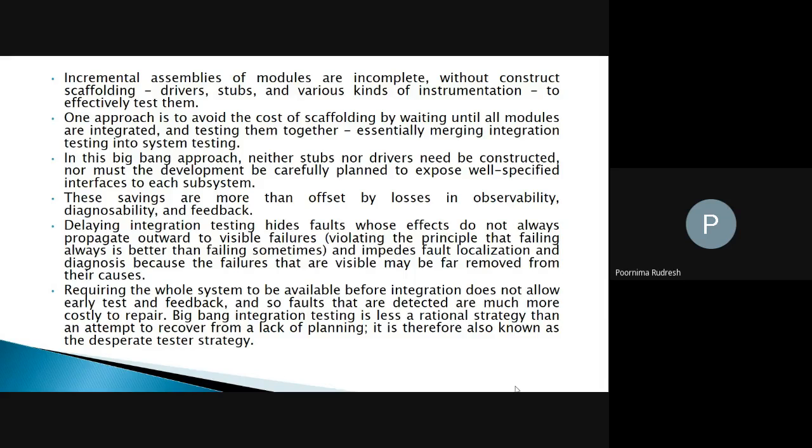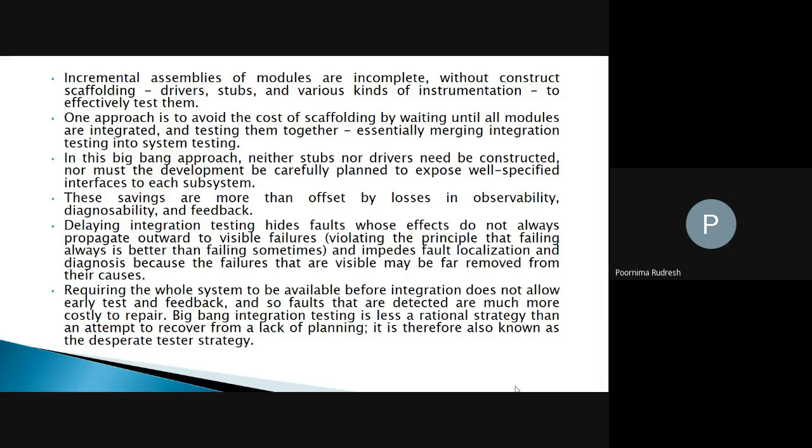But if that is the case, what happens here? We are saving the cost, right? We are not investing in the scaffolding techniques, such as the steps or the drivers. So we are not concentrating on that. So obviously the cost will be minimum, or we will develop that at a lesser cost. But these savings are more than offset by losses in observability, diagnosability, and feedback.